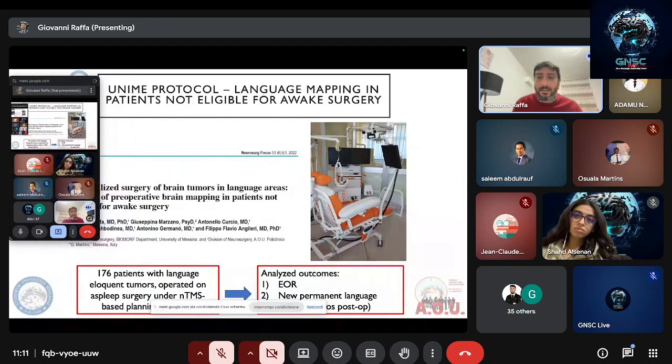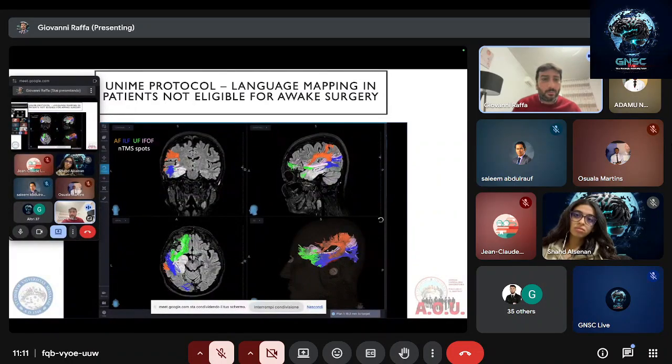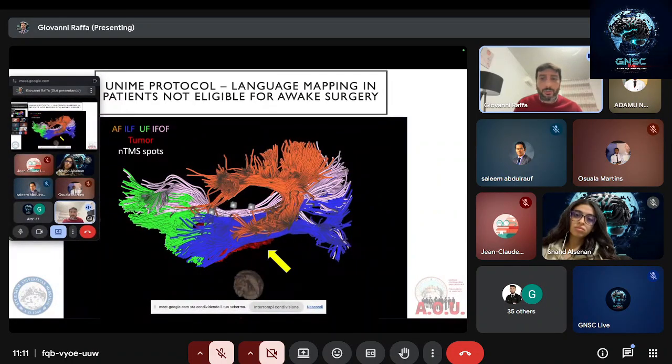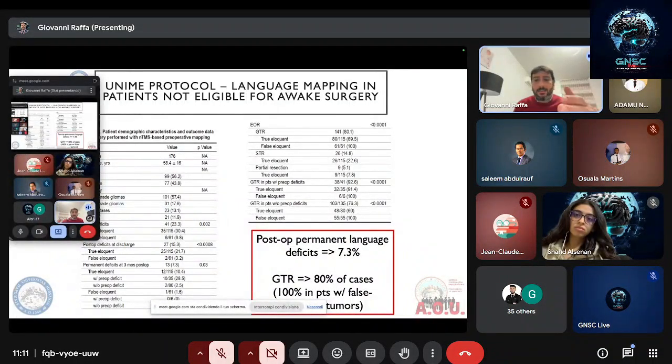We analyzed our results in all those patients that were not eligible for an awake surgery, and we analyzed the occurrence of postoperative permanent language deficit.